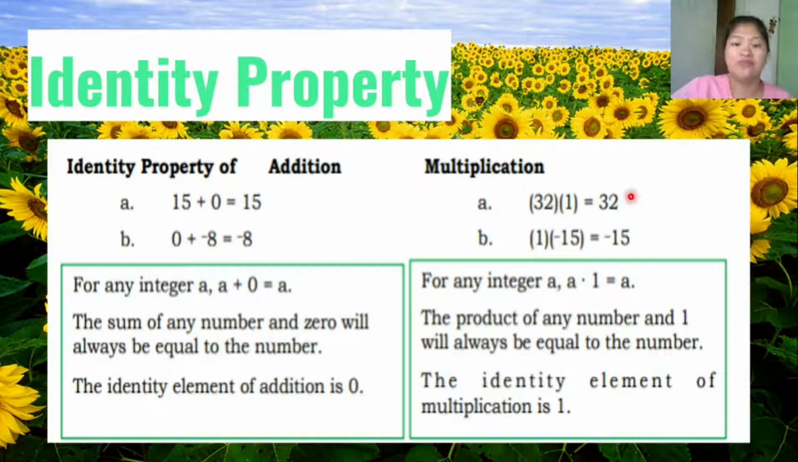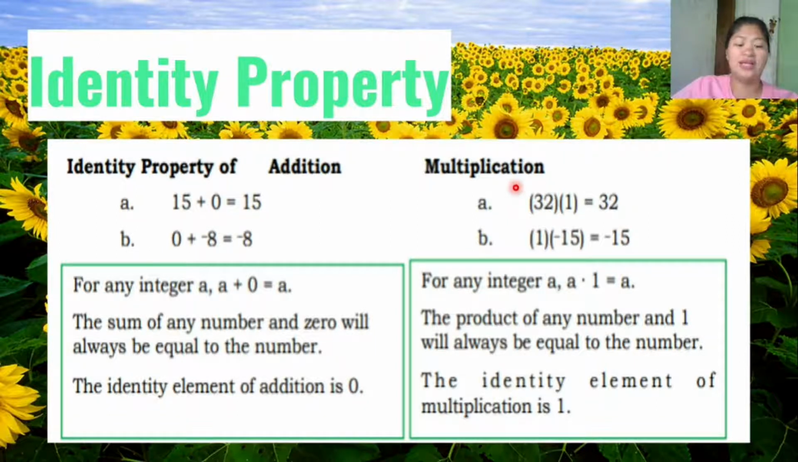given number. For example, 32, we multiply it by 1. The answer is still 32. Negative 15, we multiply it by 1. The answer is still negative 15. So, again, this is the identity property of addition and identity property of multiplication.